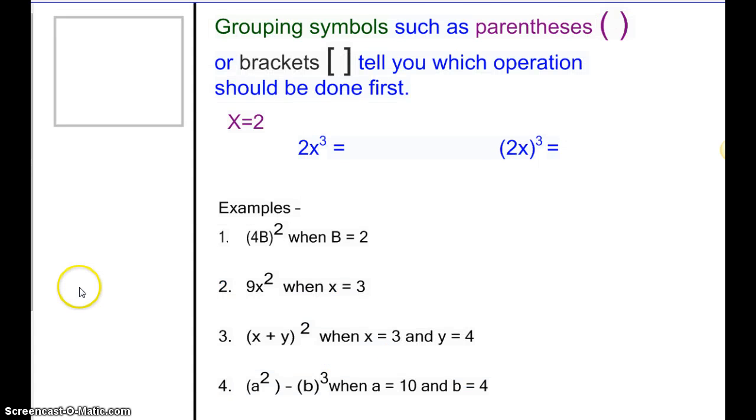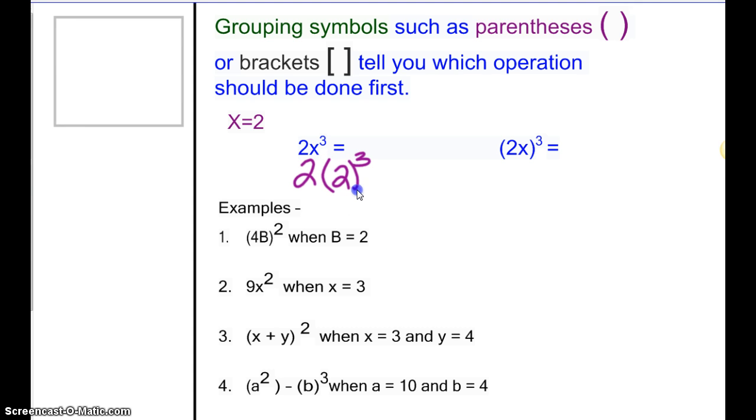Let's try a little more. Grouping symbols such as parentheses or brackets, those are the square ones, tell you which operation should be done first. So let's pretend we've got x equals 2. This thing right here, what would you do for that? Well, you would grab your writing utensil. This means 2 times 2 to the 3rd.